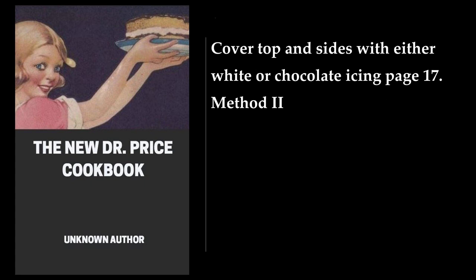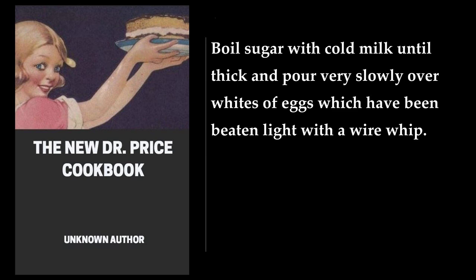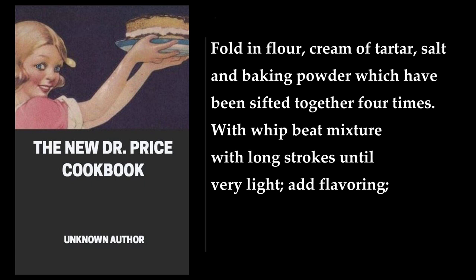Page 17. Method 2. Boil sugar with cold milk until thick and pour very slowly over whites of eggs which have been beaten light with a wire whip. Fold in flour, cream of tartar, salt and baking powder which have been sifted together 4 times. With whip beat mixture with long strokes until very light, add flavoring.